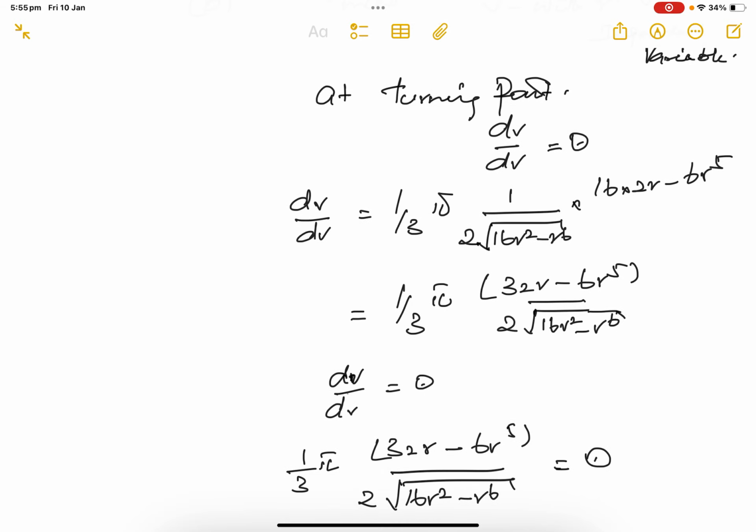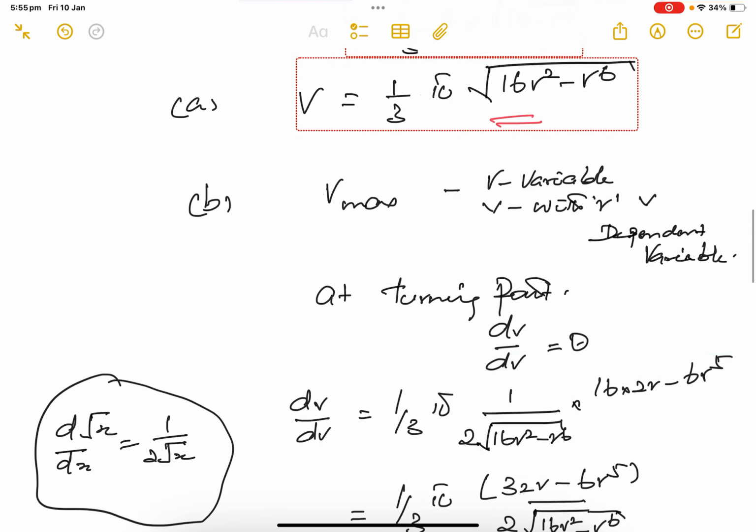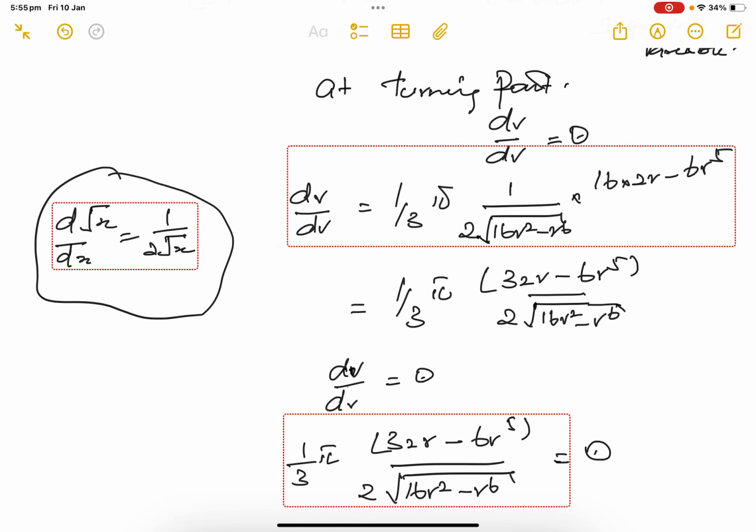It's like if you have a square root, and if you differentiate that square root, d/dx, that will be 1 over 2 root x. So if we could think of what is inside the bracket as an x, then we have 1/3 pi times 1 over 2 root x.